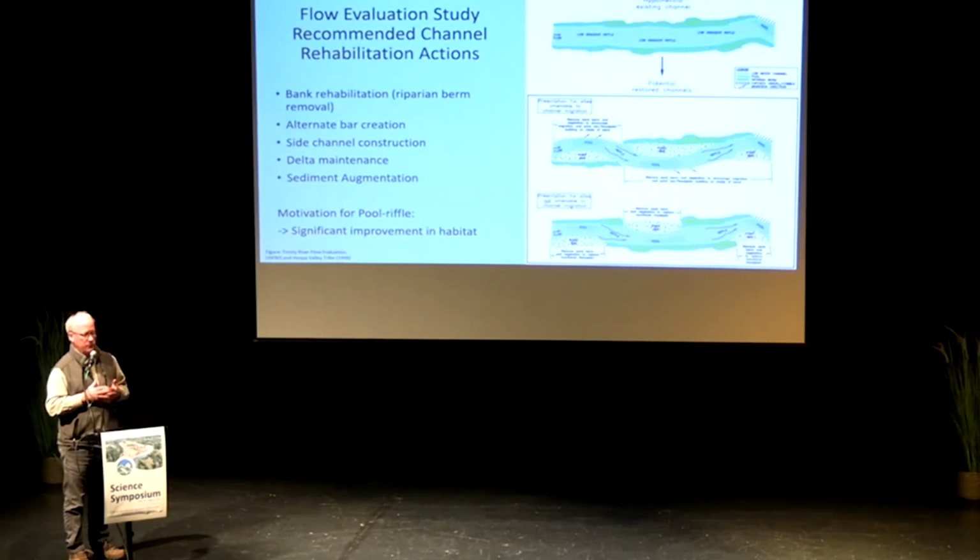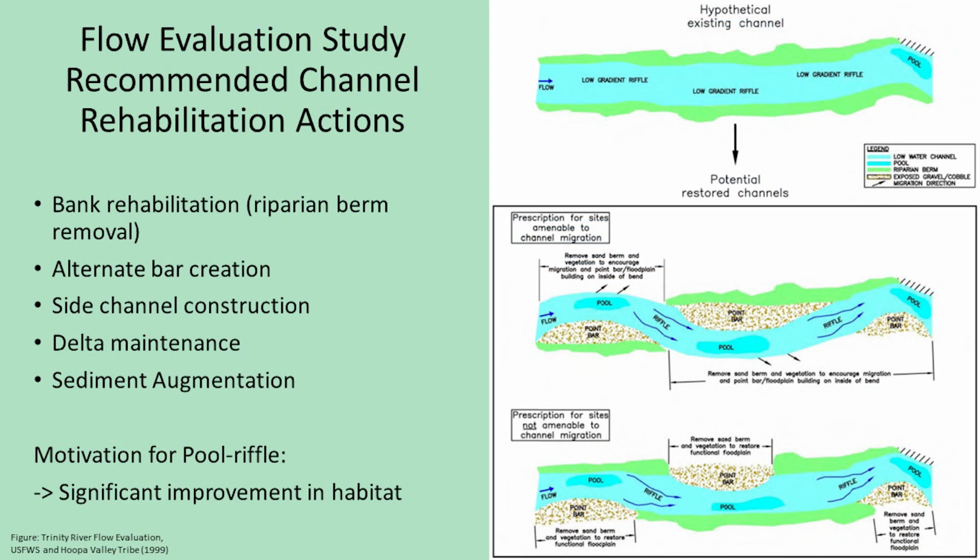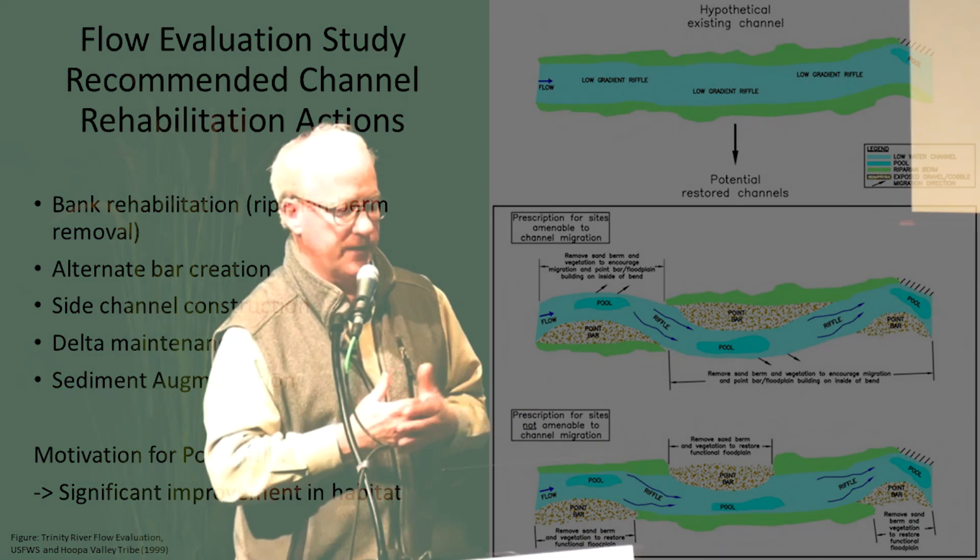Some of the actions that were recommended were bank rehabilitation projects, where we would remove the riparian berms, try to induce more meandering and creation of alternate bars. There were also suggestions to create off-channel habitats, such as side channels, and it was recognized at that time that the deltas were a problem because they were areas where sediment came in from the tributaries and was trapped and was not made available to move downstream. There were also recommendations for augmenting sediment. And again, the idea of moving from a plain bed back to a pool riffle system was that this would be a significant improvement in habitat.